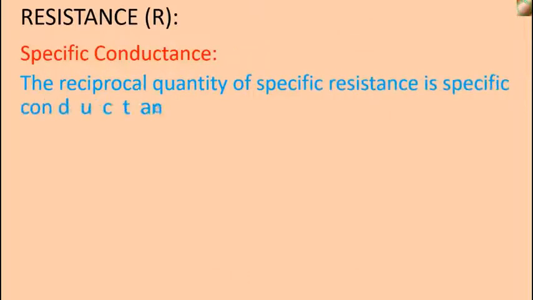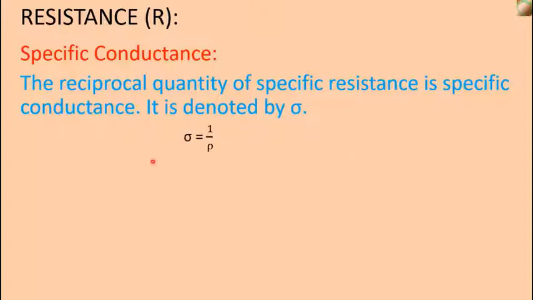Specific conductance. How well a material conducts, we can know by the specific conductance. The reciprocal quantity of specific resistance is specific conductance. It is denoted by sigma. The concept of resistance can be got from the specific resistance, and the concept of conductance can be got from the specific conductance. Specific resistance depends on temperature and material only. Specific conductance also depends on material and temperature.